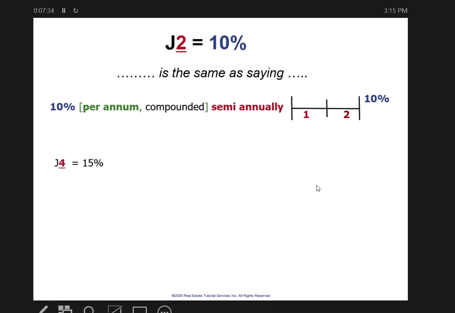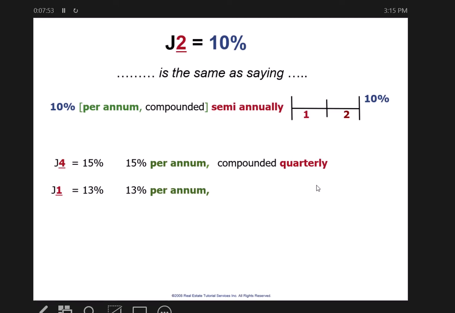So what would J4 equals 15 be? How would you say that in words? Right, 15% per annum, compounded quarterly. Exact same thing as saying J4 equals 15. And J1 is 13: 13% per annum, compounded annually. J12 equals 17%, so 17% per annum, compounded monthly.